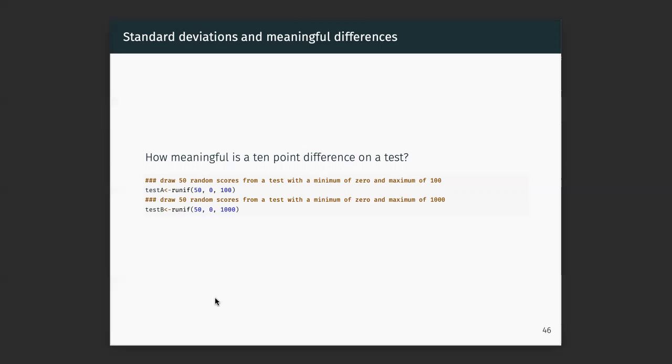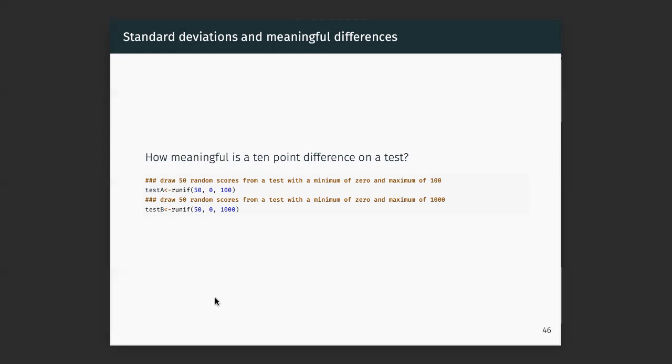So maybe that absolute measure of difference isn't useful. Maybe we want a relative measure of difference. So standard deviation can be really useful with this. So how meaningful is a 10-point difference on a test, for example? So here what I'm doing is I'm simulating out a hypothetical test with a minimum score of 0 and a maximum score of 100. I want to simulate 50 scores on this test.